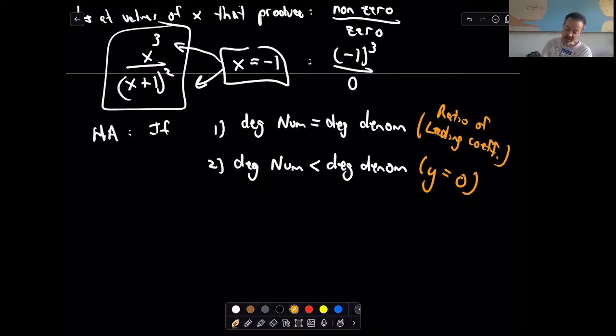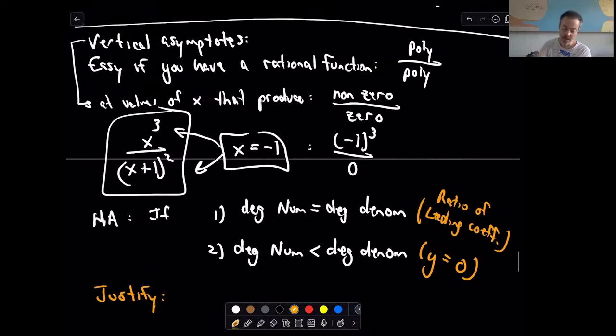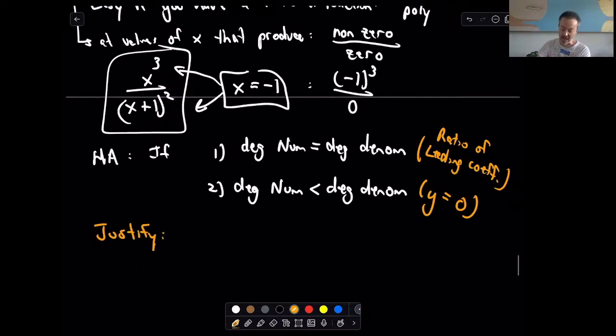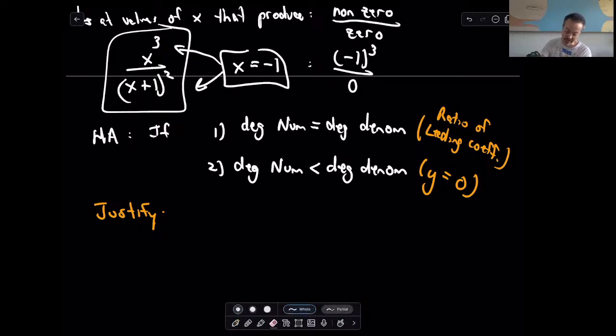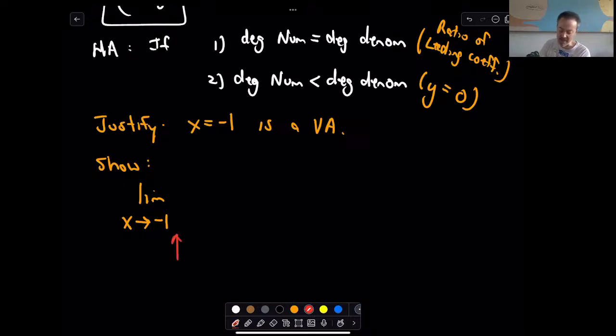So let's justify. I just claimed that using this little procedure, finding something non-zero over 0 is going to give you a vertical asymptote. Let's justify that x equals -1 is a vertical asymptote. Well, to do that, we have to show really one of four things. And I'm not going to write it all out just yet. But we would have to show the limit as x approaches -1. So I'm not done with my limit here yet. I'm going to add some stuff on.